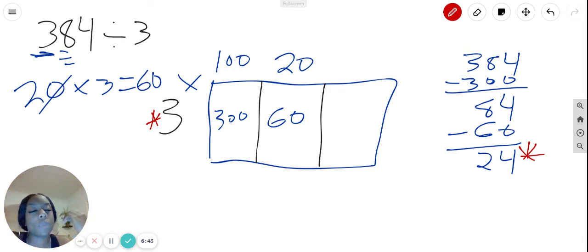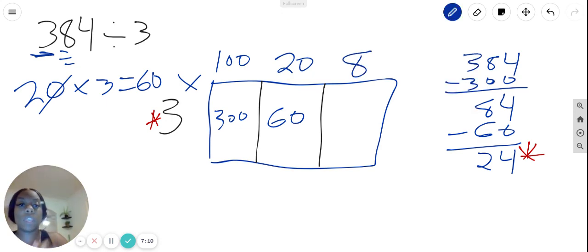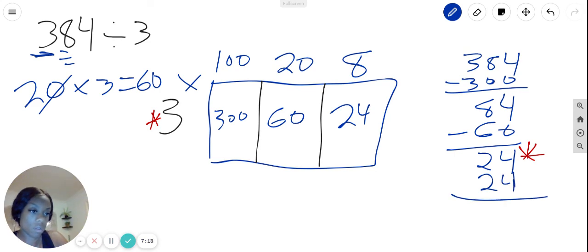Why do we care about that? Let me back up. We want this right side to get to a 0, right? Because if there's nothing left, that means we have evenly distributed. We've evenly divided. So that's why we're looking for something times 3 to equal 24. While I just sat there and talked your head off, I'm sure you came up with 8. 8 times 3 is 24. So then we're going to put 24 here. Okay. And then we've got 0.